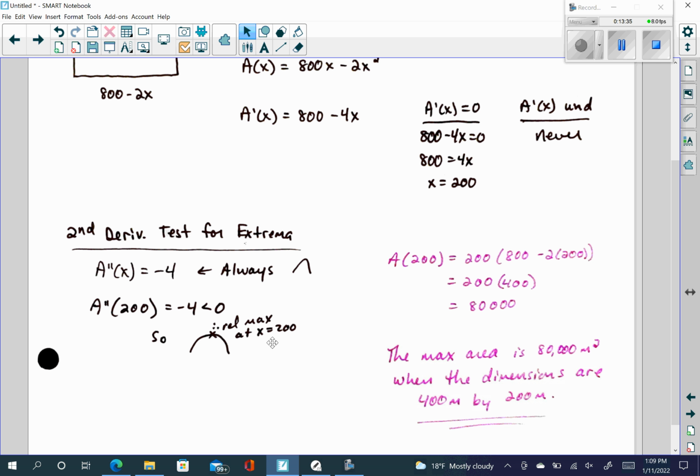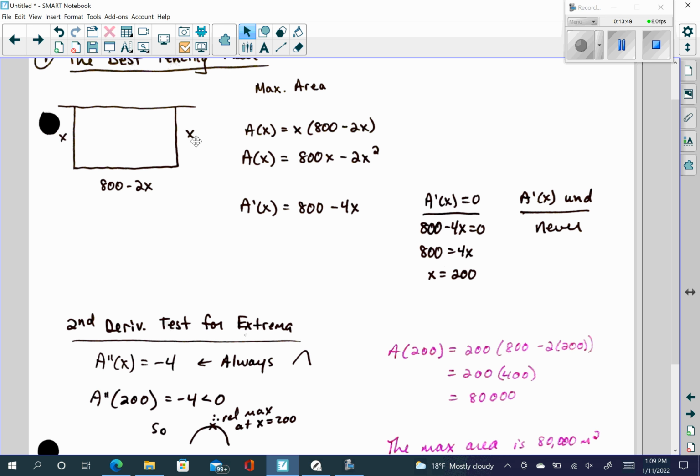Therefore, we have a relative max at x equals 200. I find the area when x is 200, and that's 80,000. So the max area is 80,000 square meters when the dimensions are 400 meters by 200 meters. And all I have to do is go back up to our picture. This would be 200. This would give us 400.